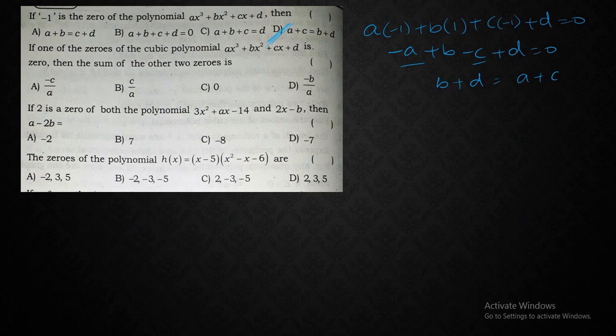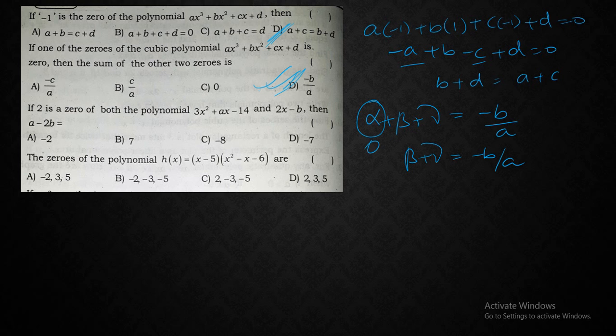If one of the zeros of the cubic polynomial is 0, then the sum of the other two zeros is what? So what has he given? We already know the sum of the zeros of the given polynomial is minus b by a, right? And he has given that one of the zeros is 0, so if I consider this as 0, then beta plus gamma is equal to minus b by a. So the answer is minus b by a.